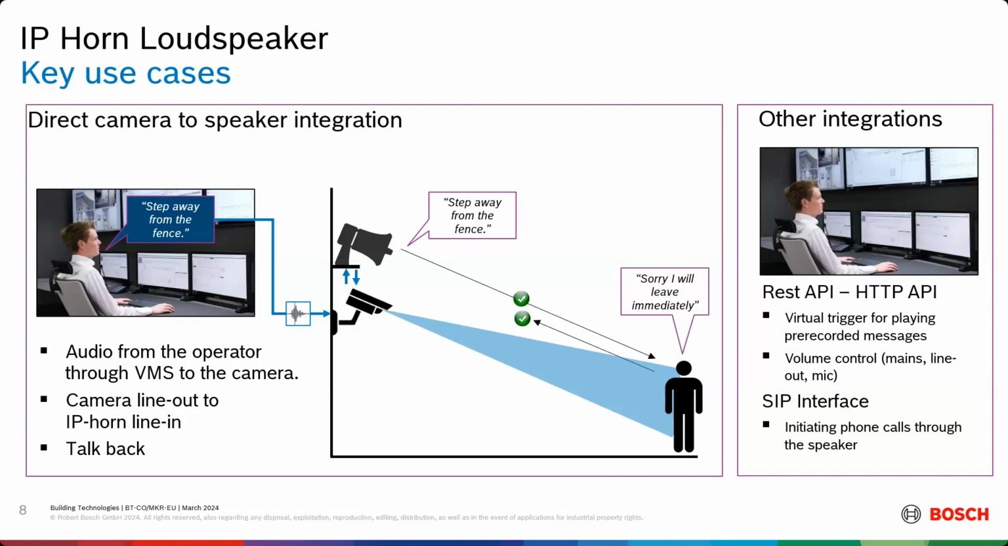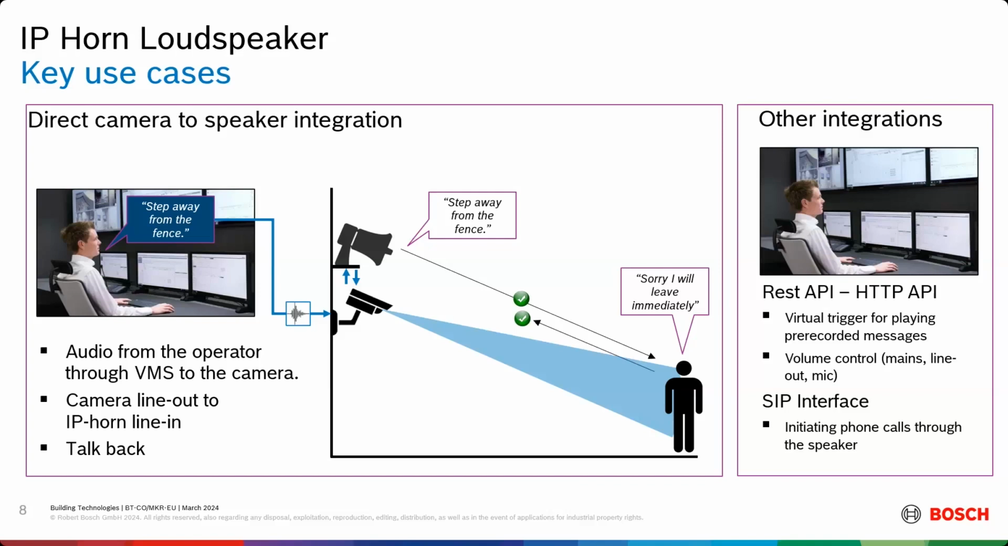And if somebody talks back to the speaker or the camera, we can also use the microphone of the loudspeaker and feed that back into the camera and bring that audio signal to the security control room operator who is sitting in the control room somewhere remote. So here is a very robust direct connection using audio in and audio out between both of the devices.